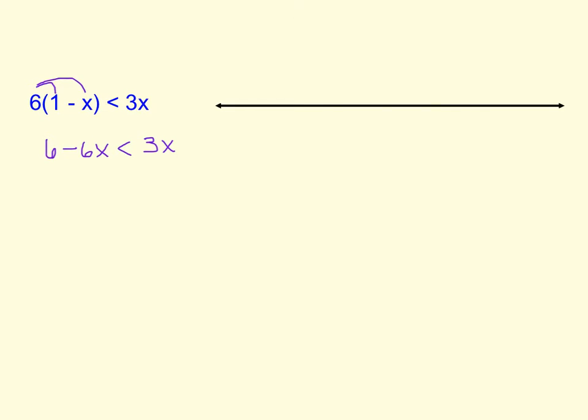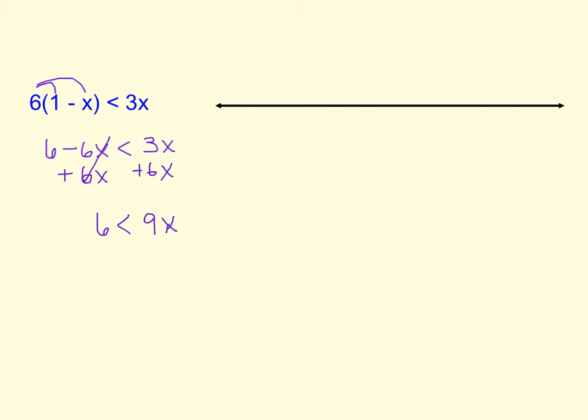Now we want to get the x's on the same side. Do you see how this 3x has nothing else with it? So we want to leave the 3x there. I'm going to take the 6x and bring it over to the 3x. So it is a negative 6x. Let's add it to both sides. That cancels, leaving us with 6 is less than 9x.